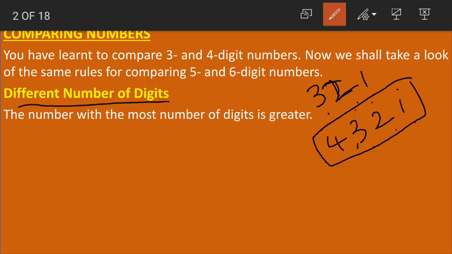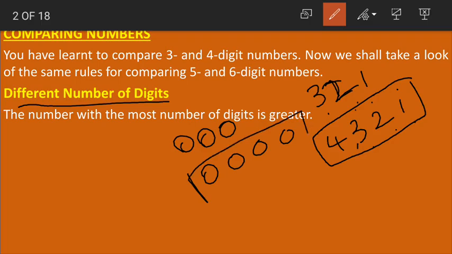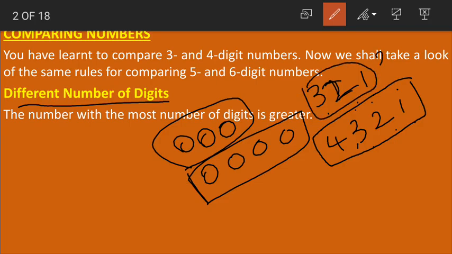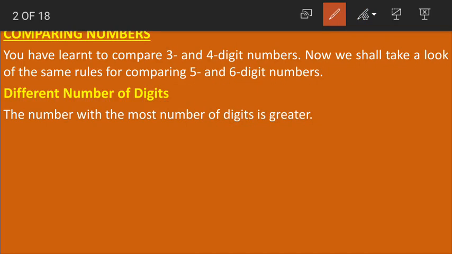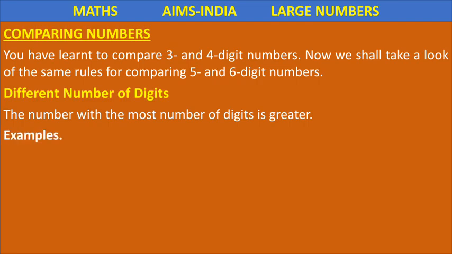Understood? If I give you 3 chocolates and I keep 4 chocolates on the other side, what will you say? You will say that yes, 4 chocolates are more, but here we have only 3. In the same way, in this number we have only 3 digits, but in this number we have 4 digits. So the number with 4 digits obviously becomes the greater number. Yes or no children? Yes.